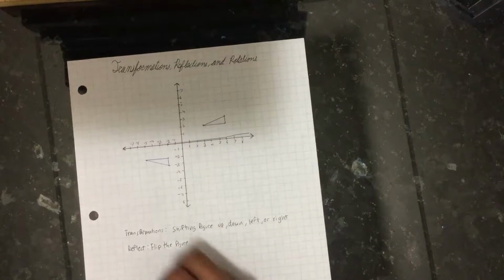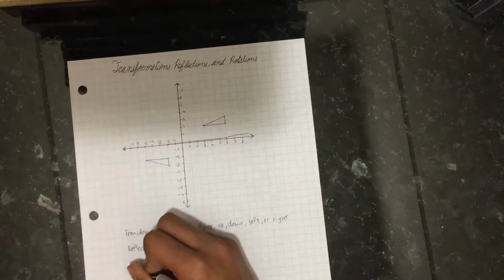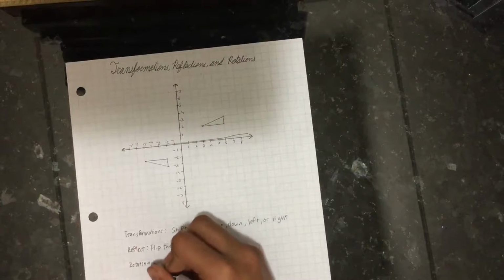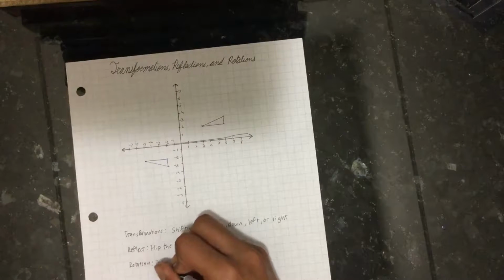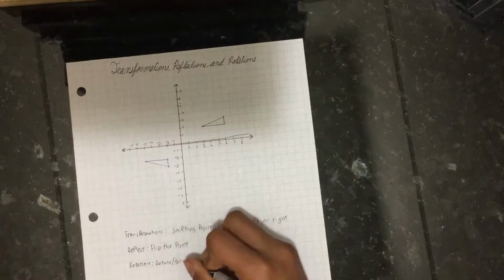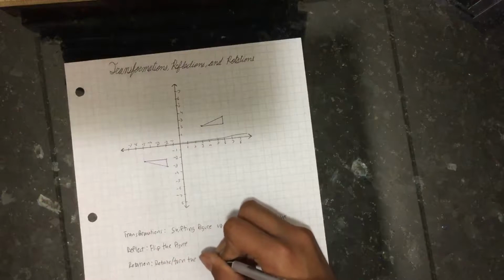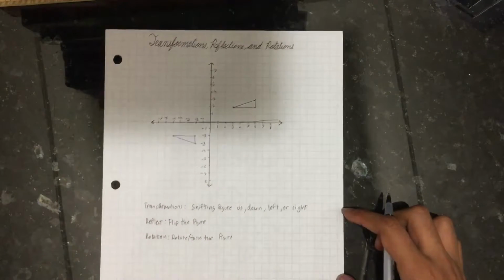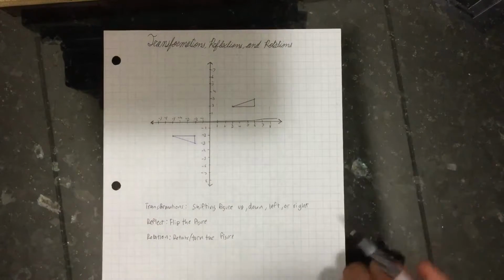And the last one is rotations. Rotations is pretty self-explanatory. It's basically just when you rotate or turn the figure. So instead of going over all the definitions, let's just go over an example.